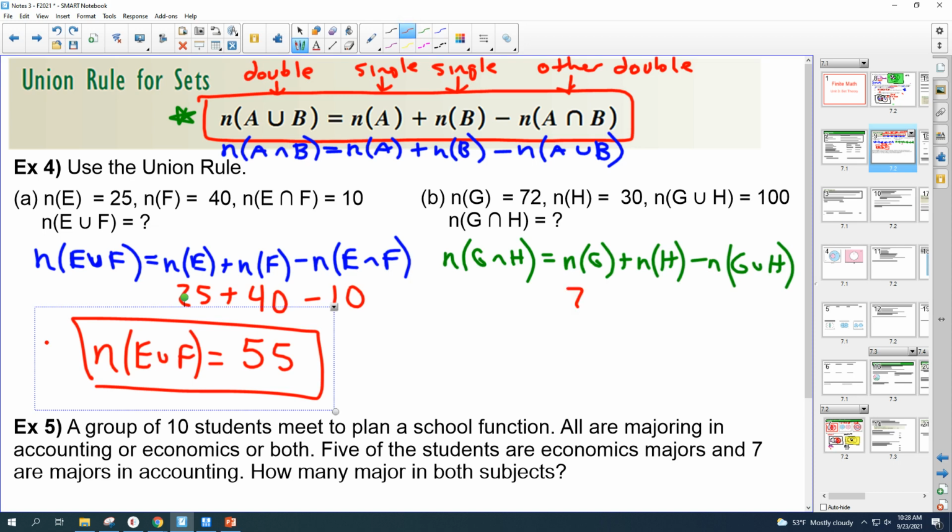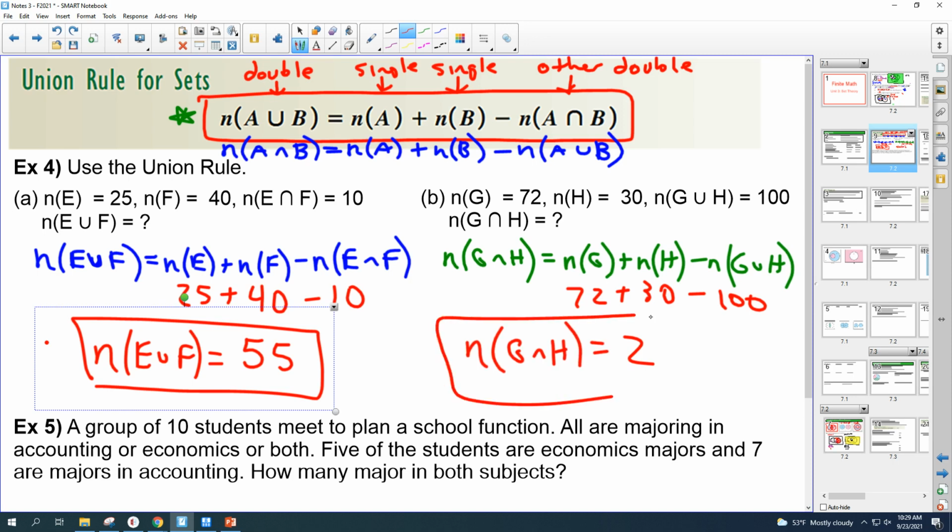So the number in G, that's 72. The number in H, that's 30. The number in the union is 100. That's 102 minus 100, that's 2. The number in the intersection is 2.